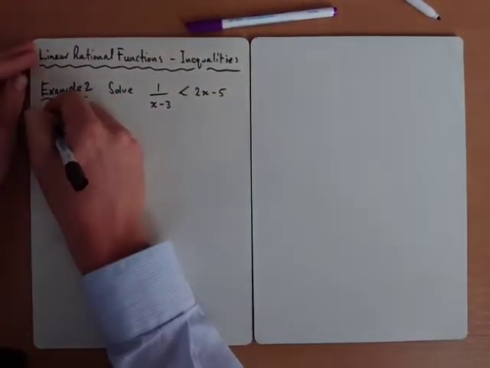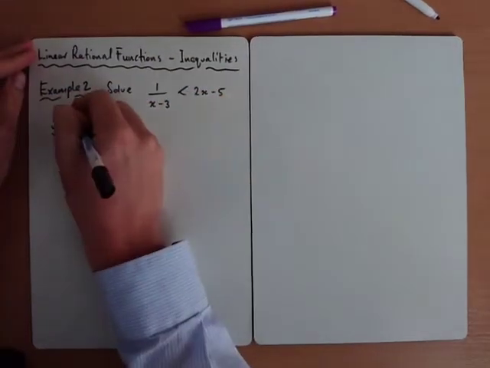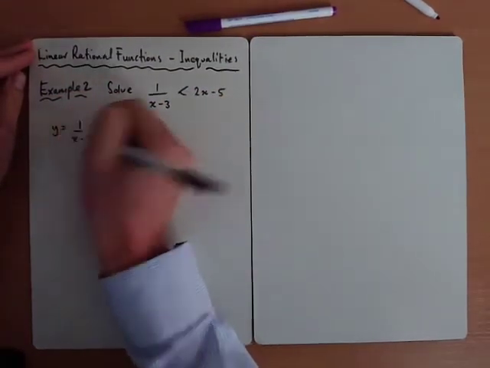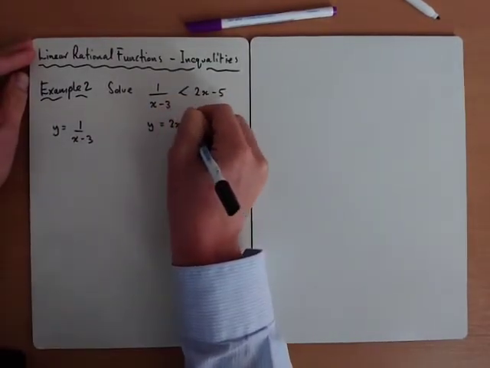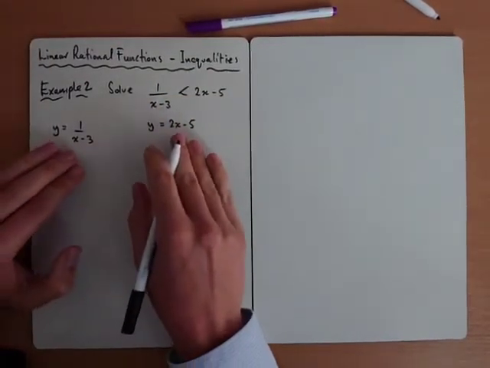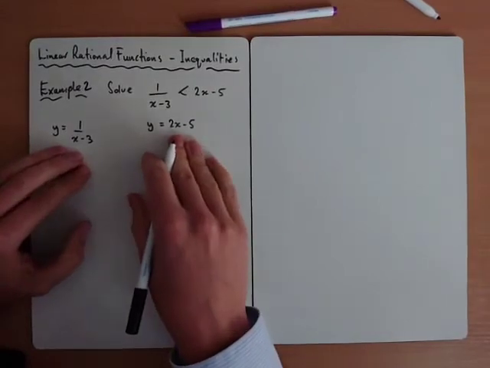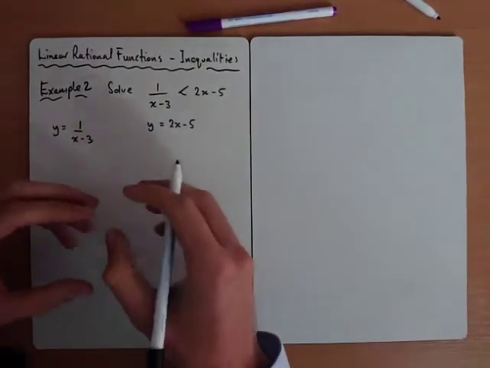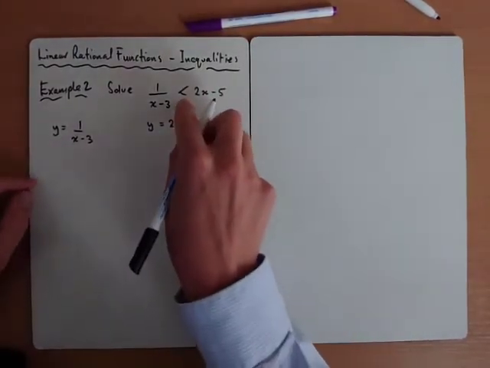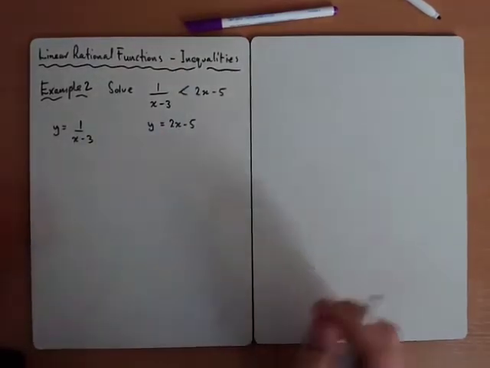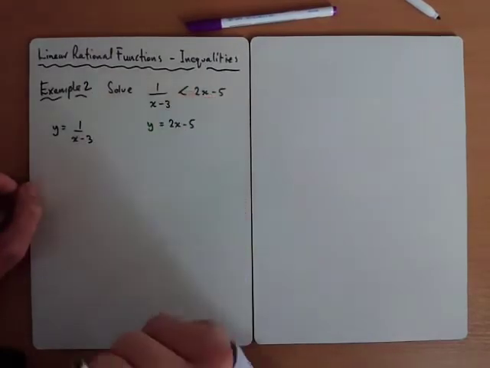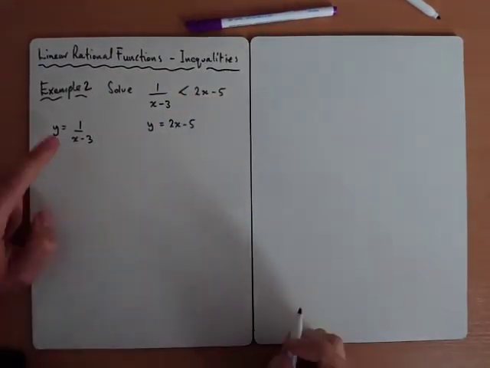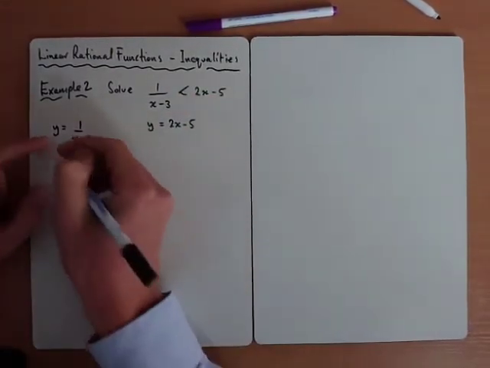Okay, so we've got to think about y equals 1 over x minus 3. And we also need to think about y equals 2x minus 5. And we'll think about what they look like. Then we'll think about where they intersect with each other. And then finally we can look at the sketch and think, when is our rational function less than our linear function?